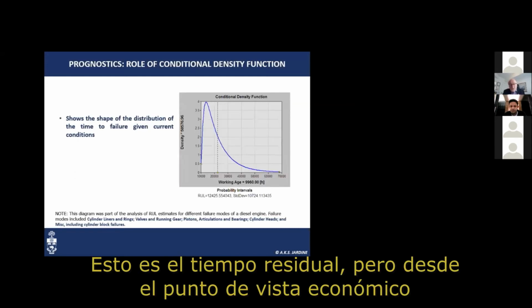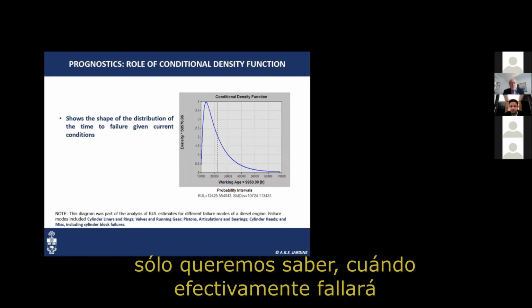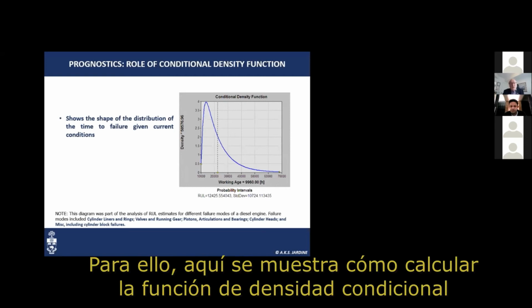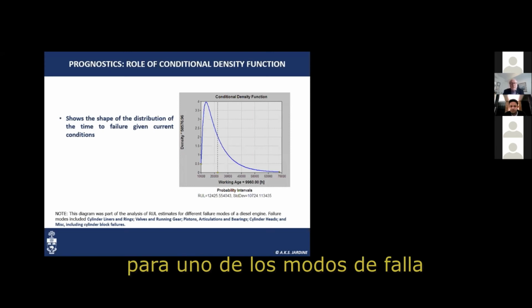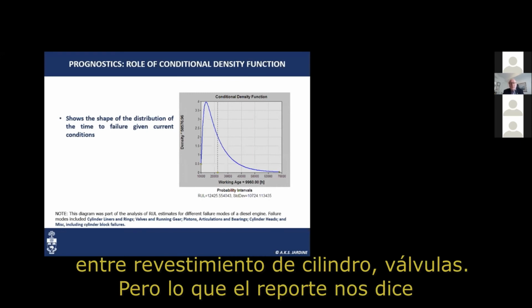So that time to go, we can think of it as a remaining useful life, but that's for an economic decision. Sometimes we're not interested in an economic decision. We just want to know, when is it going to fail? When is the item going to stop operating within tolerance specifications? And so for that, we can also calculate what we call here a conditional density function. This comes from diesel engines on board a ship, and this is for one of the failure modes. It was either cylinder linings or valves.